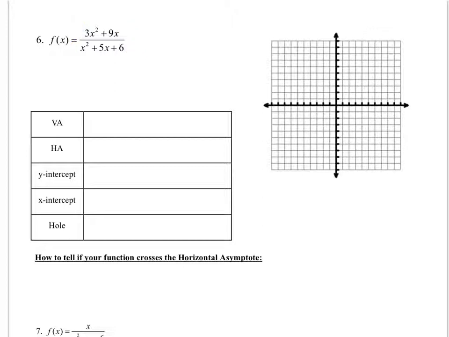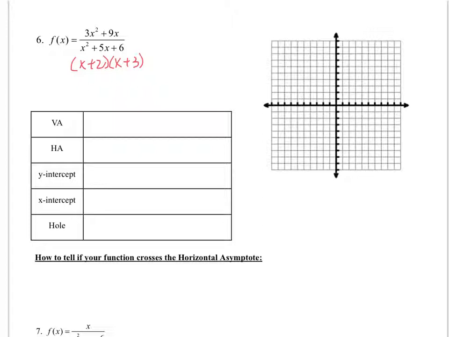Alright, so first things first, when I want to find my vertical asymptote, I have to set my denominator equal to 0. So that'll give me x plus 2, x plus 3, and I know that when x equals -2 or -3, I am going to have vertical asymptotes. However, looking at this problem, it looks like it might be able to reduce.